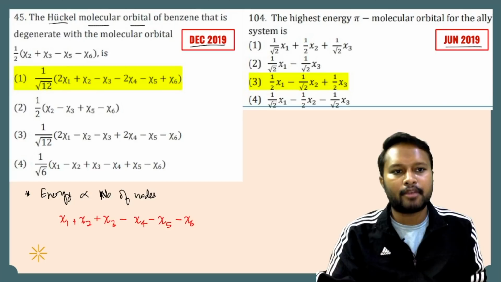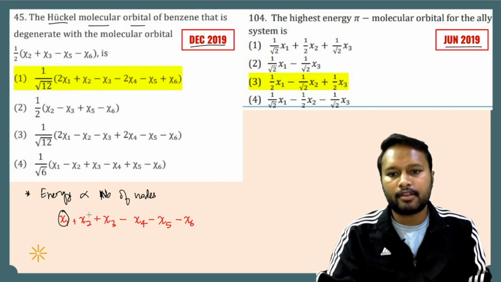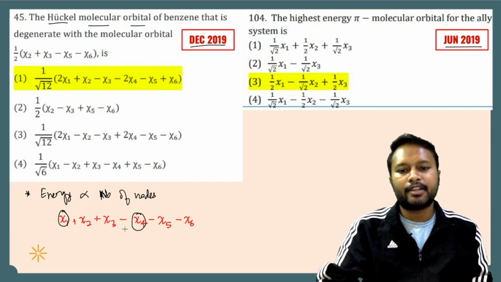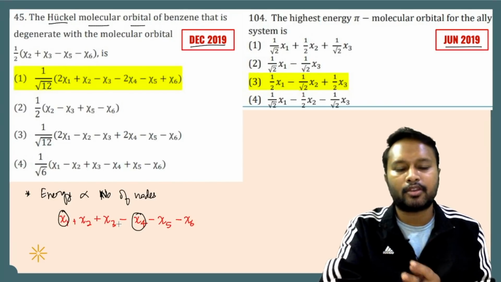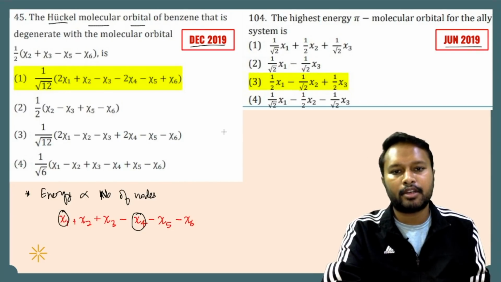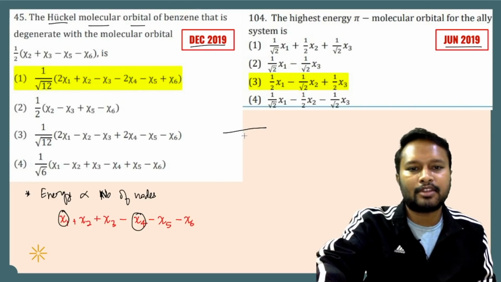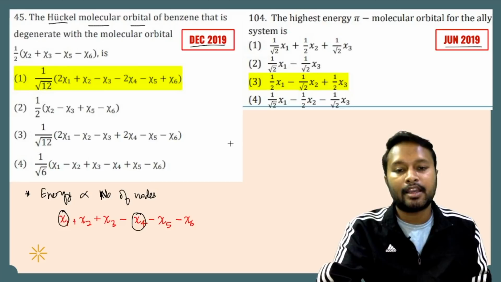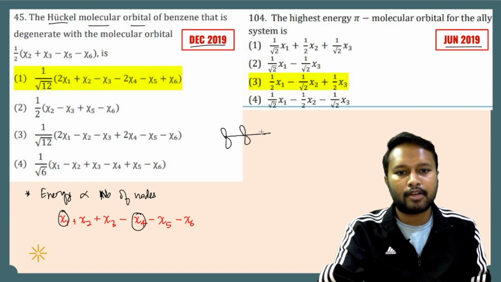Now why are these two missing? Why are chi1 and chi4 missing? It's because the node is lying over there. I will explain it on the basis of a 3 atom system. In that, if you look at the wave function, this is how it looks.